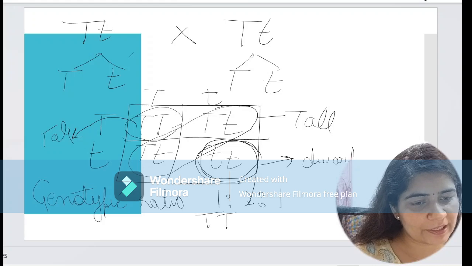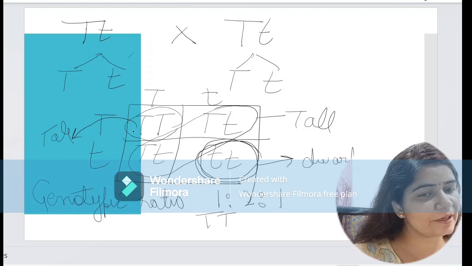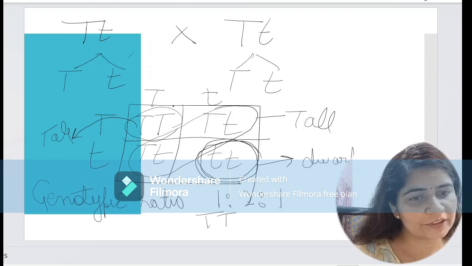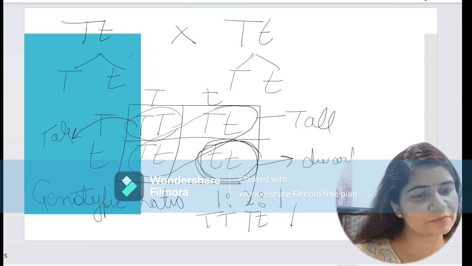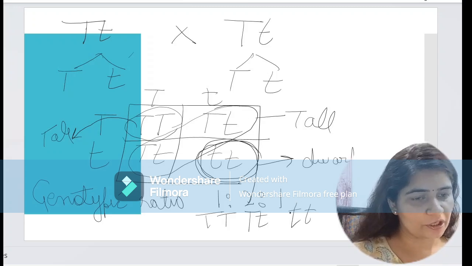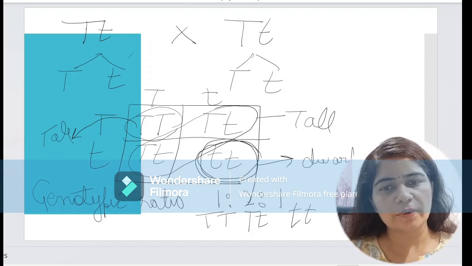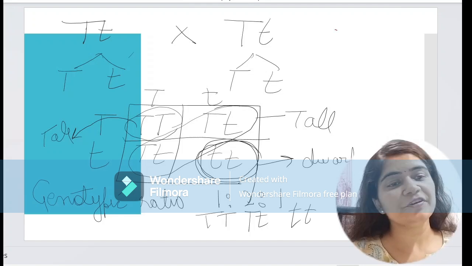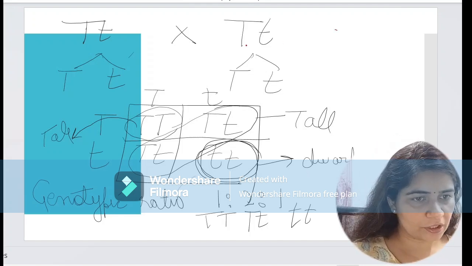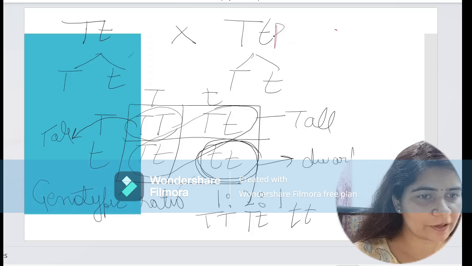So we have one capital T capital T, two capital T small t, and a single small t small t. Alright, so the genotypic ratio will always be 1:2:1 in case of the F2 generation. Let me remind you, in the F1 progeny, it was all capital T small t. But when we self-cross these, it became capital T capital T, capital T small t, and small t small t.